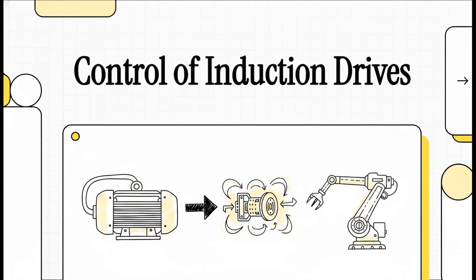Welcome to the Explainer. So, today we're diving into the hidden intelligence that literally powers the industrial world. We're talking about the control of induction motor drives. These are the systems that allow incredibly heavy machinery to move mountains, but with the precision of a watchmaker. If you've ever wondered how that flawless, controlled motion is actually achieved, you are definitely in the right place.